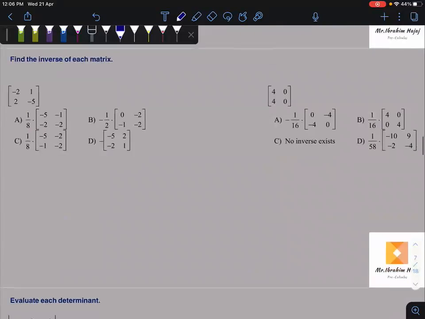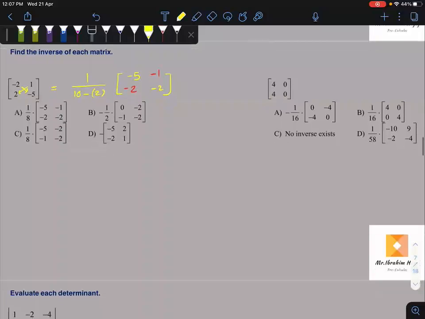Next, find the inverse of each matrix. Here we are. How to find it, guys? It's so easy. We can write it as 1 over, and make cross multiplication like this, scissor. Negative 2 times negative 5 is positive 10, minus negative 2, minus here 2, sorry. And then change the positions of A and D. So the negative 5 comes here and the negative 2 here, and change the signs of B and C. So it's a negative 1 and here negative 2.